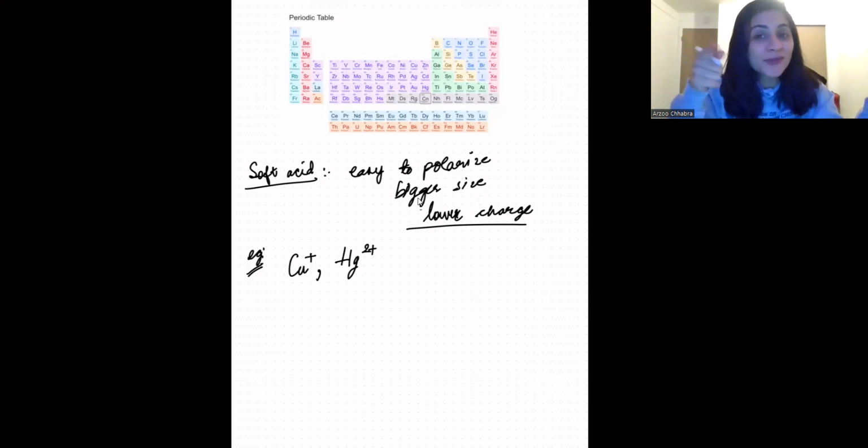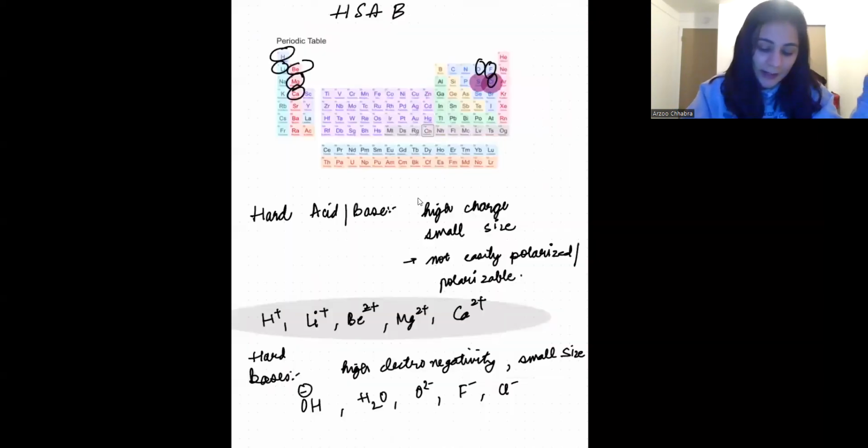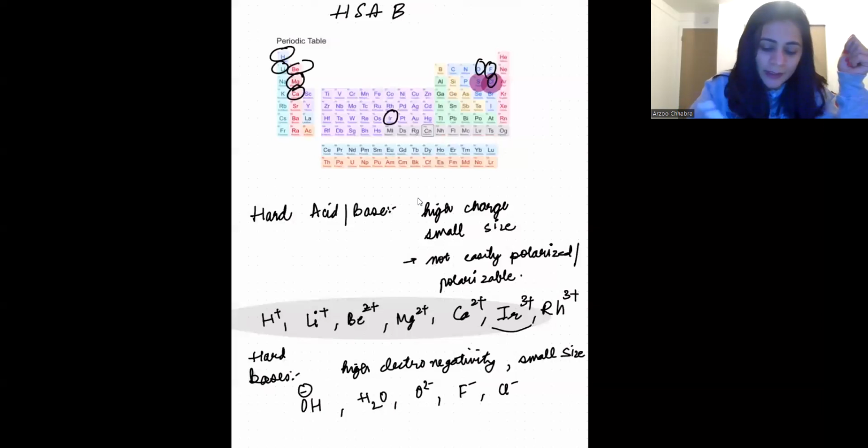But if you have +3, they would be considered a hard acid. And to give you an example, iridium 3+, again, a transition metal over here, right? Iridium is right over here. Whenever we have iridium 3+, because of such a high charge, it would always be considered a hard acid. And also again, rhodium 3+, right above.